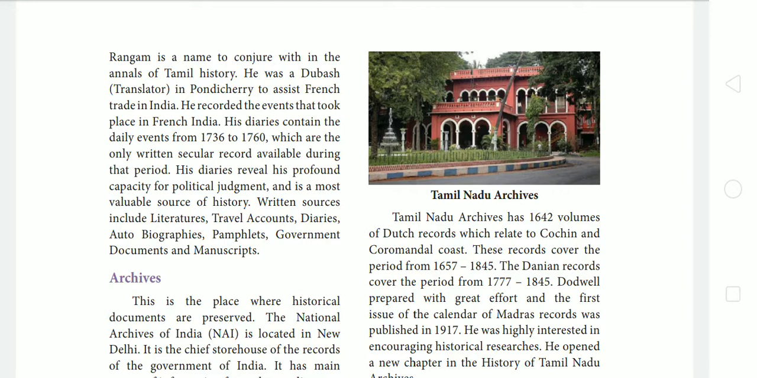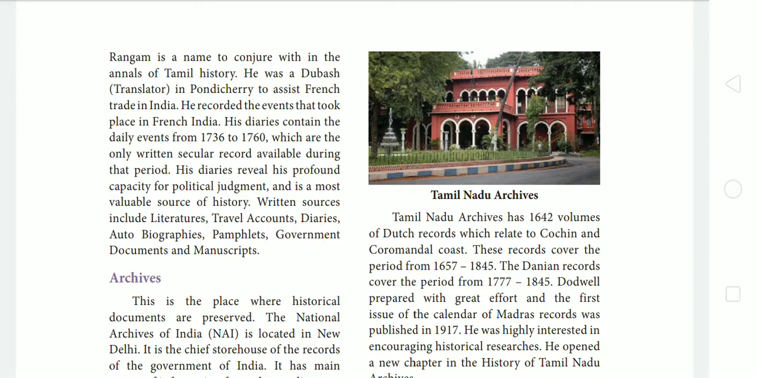So the written sources include literature, travel accounts, diaries, autobiographies, pamphlets, government documents and manuscripts. Do you know the meaning of pamphlets? Pamphlets means a small booklet.